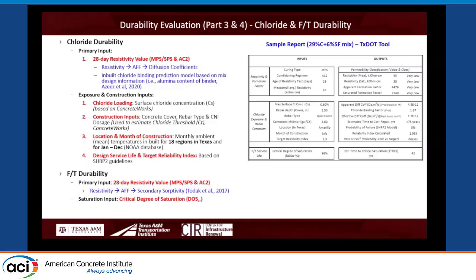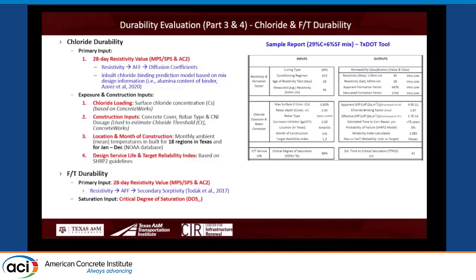Now these are the exposure and construction inputs: what is the chloride loading, what are the construction inputs, the location and month of construction, and the design service level target reliability index. These are all inputs. You see here the resistivity input, the curing MPS, AC2, the actual value of resistivity, and the measured resistivity. Then these are all the chloride exposure conditions: surface chloride, rebar depth, rebar type, corrosion inhibitor, Amarillo, Texas, July, and the target reliability index is 1.3, and we need to achieve 86% degree of critical saturation.